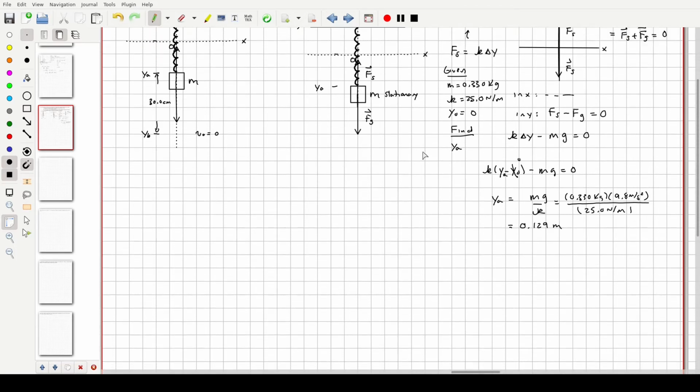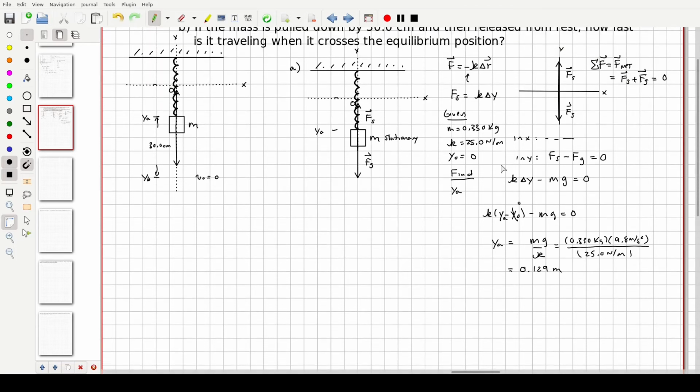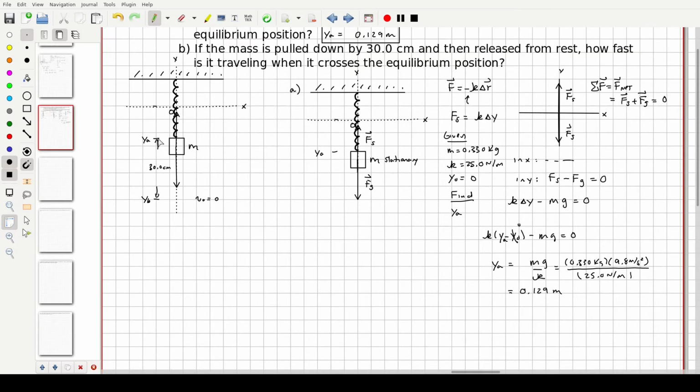All right, so this is part A, right? So now let's talk about part B. Part B has us pulling this thing down 30 centimeters and releasing it from rest. Thankfully, we now know what this distance right here is. Y sub A is, from a distance standpoint, 0.129 meters. Now, this is 30 centimeters, and 30 centimeters, remember, is 0.300 meters.